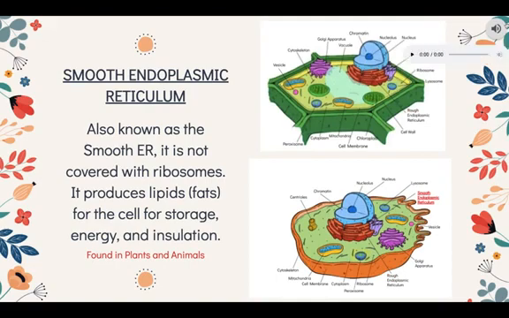The next organelle you should know about is called the smooth endoplasmic reticulum. The smooth endoplasmic reticulum, also known as the smooth ER, is not covered with ribosomes. It produces lipids, also known as fats, for the cell for storage, energy, and insulation. The smooth ER is found in both plant cells and animal cells, as you can see on the right.